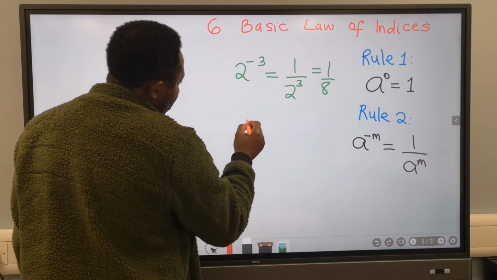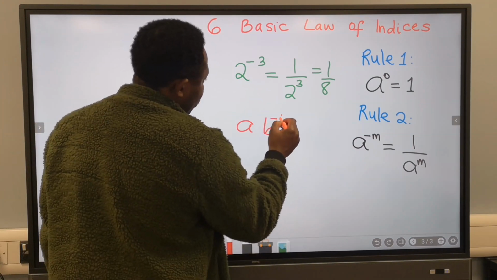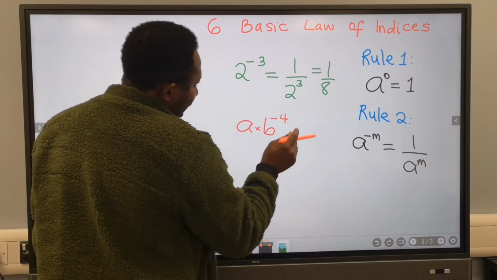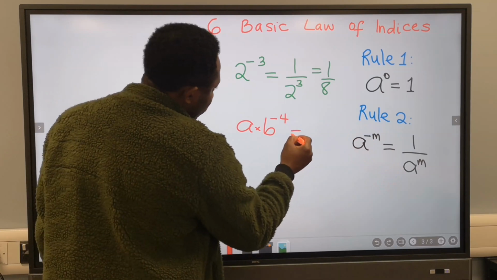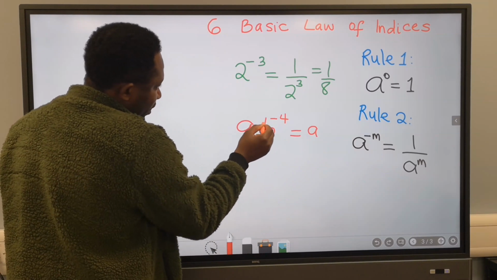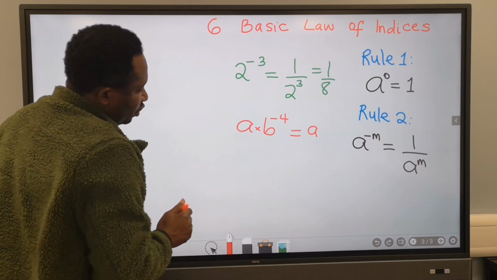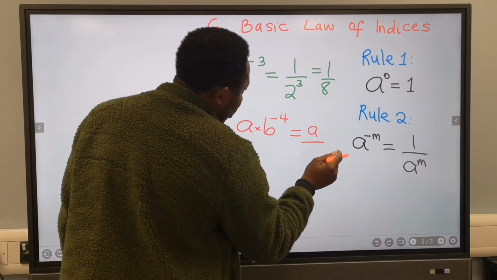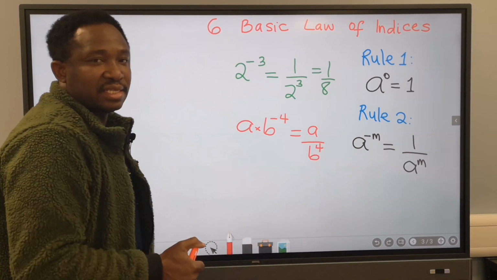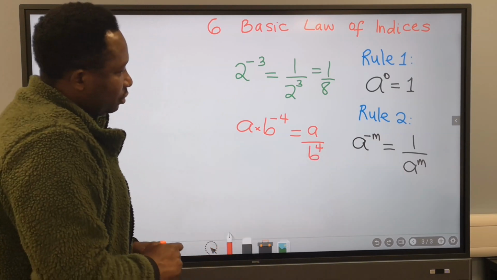Also, if I have a, b to the power of minus 4, a and b are multiplying. According to this rule, this minus 4 is affecting only b and not the a. So a is free at the numerator. And according to this law, b will come down with the 4 at the power. According to the second rule.